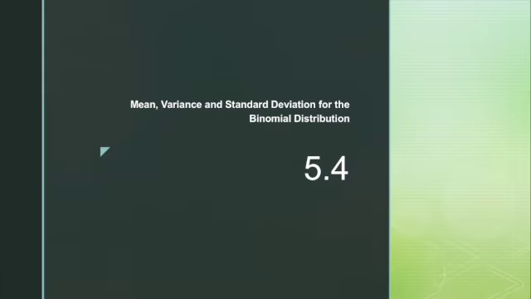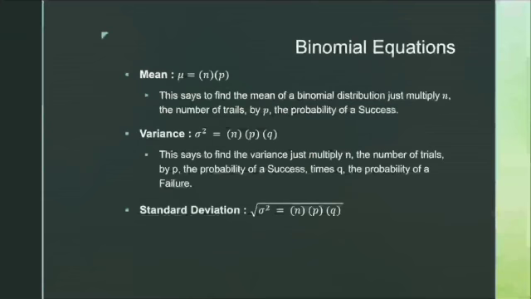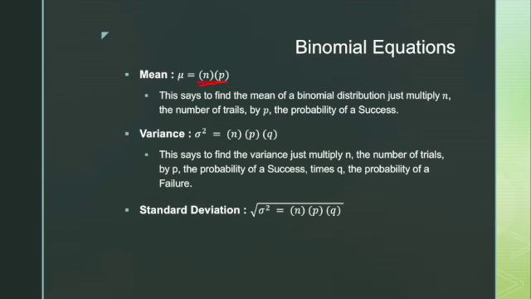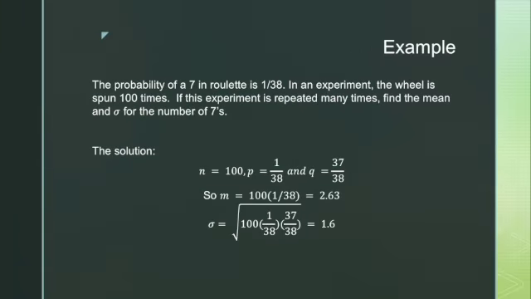So let's talk about mean, variance, and standard deviation for the binomial distribution. What's nice about this is our mean is just the number of trials times the probability of success. That's so much easier to calculate than for other distributions, right? Our variance is n times the probability of success times the probability of failure, and our standard deviation is the square root of that.